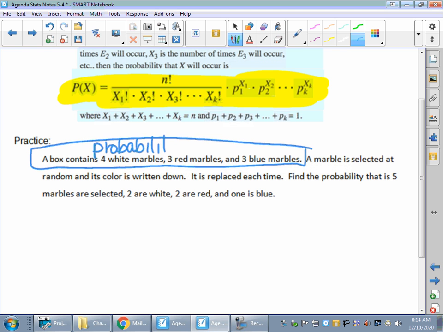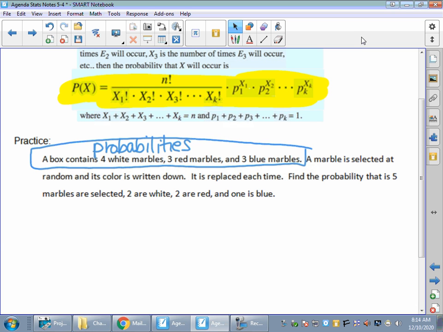If I stopped there and asked, what's the probability of drawing a white marble? You would say, oh, well, that's 4 out of 10, because there's 4 white marbles and 10 to choose from. So that first sentence tells us probabilities. That's going to be our P's. A marble is selected at random. Its color is written down.